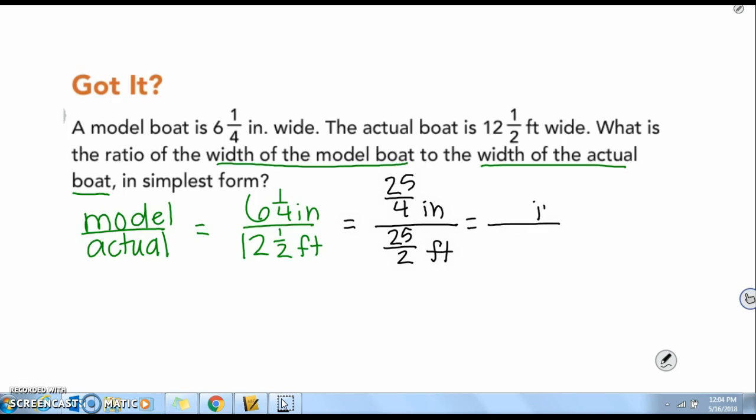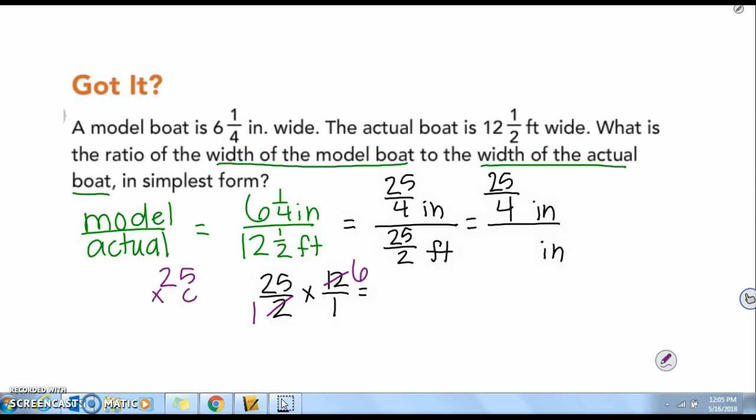Again, we have to rewrite this with both in inches. So I'm going to leave my numerator as it is, and I'm going to convert 25/2 feet into inches. I know there are 12 inches in a foot, so I'm going to multiply by 12. We can cross simplify 2 and 12. 2 divided by 2 is 1, and 12 divided by 2 is 6. We then multiply straight across, so we multiply 25 times 6. 5 times 6 is 30, we carry our 3. 2 times 6 is 12, plus 3 is 15. So that would be 150 inches.